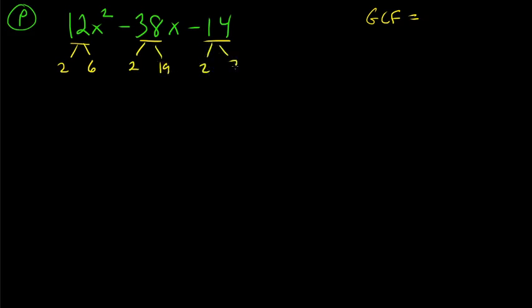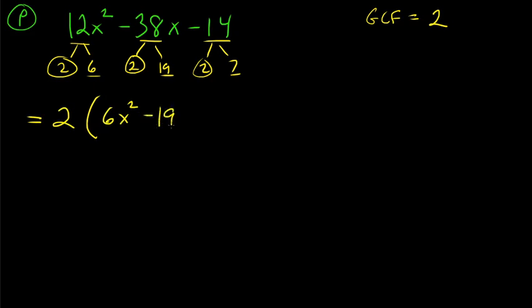It doesn't look like it, right? So 2 is the only factor between them. The 6, 19, and 7 have nothing else in common. So the GCF is 2, right? We'll factor out the 2, leaving us with 6x squared minus 19x minus 7.